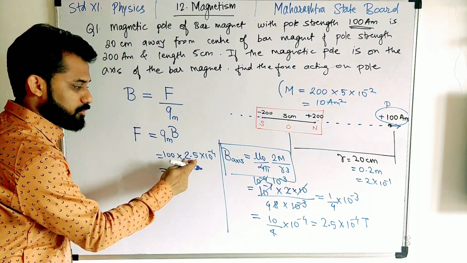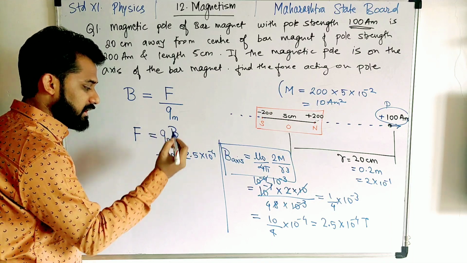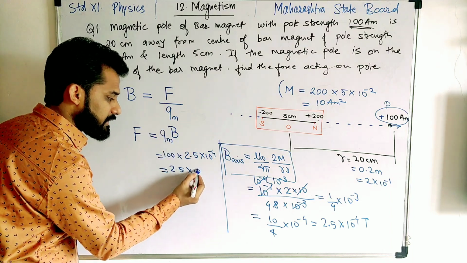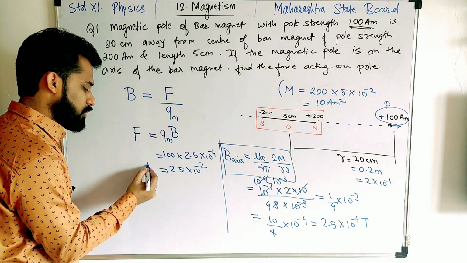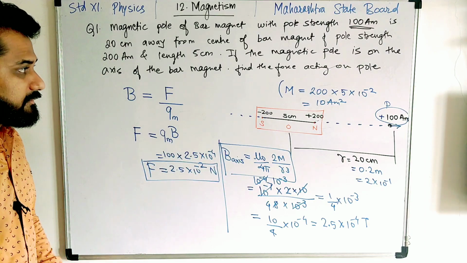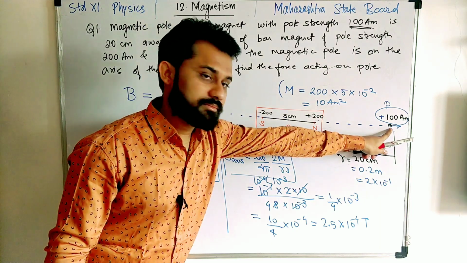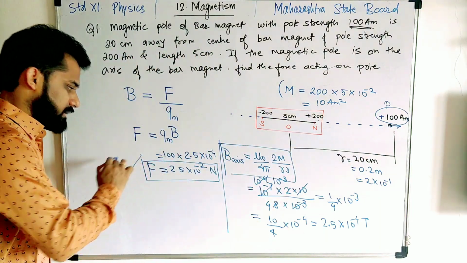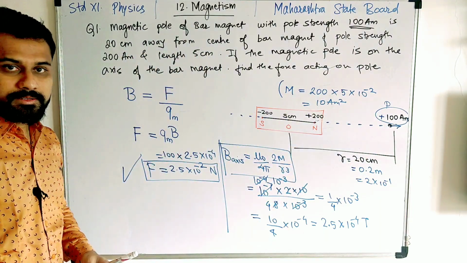So 100 into 2.5 into 10 raised to minus 4 will give you 2.5 times 10 to the power minus 2. As it is force, the unit should be Newton. This is the answer for question number 1, the net force acting on this pole.